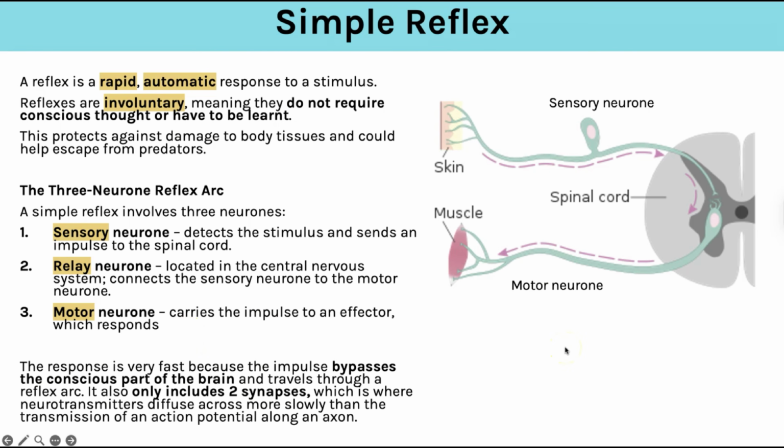And the response in terms of a reflex reaction is very fast because the impulse bypasses the conscious part of the brain and it travels through the reflex arc. And as we can see, the reflex arc only contains 3 neurons and therefore 2 gaps, 2 synapses. And because we've only got 2 synapses, that means it's faster, because there's slower transmission at a synapse because it's diffusion of a neurotransmitter. Now, actually, in this image, you can't see the relay neuron, but there would be a sensory neuron, relay neuron here in the spinal cord, and then the motor neuron.